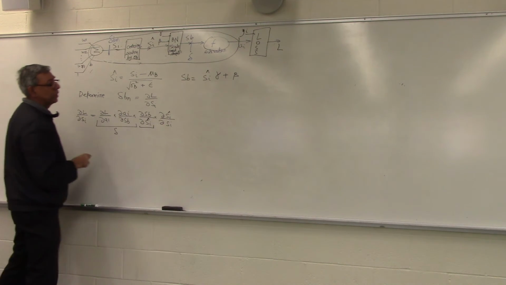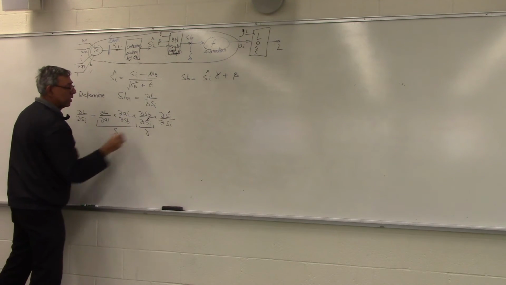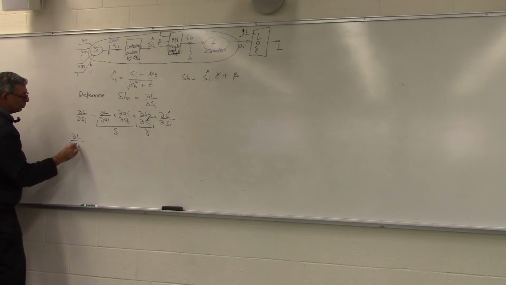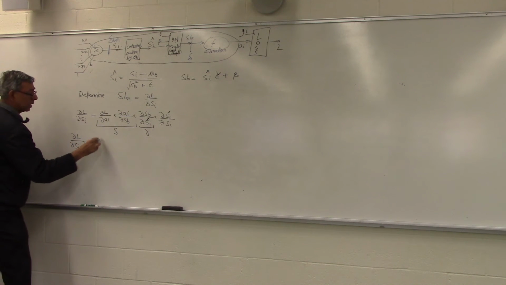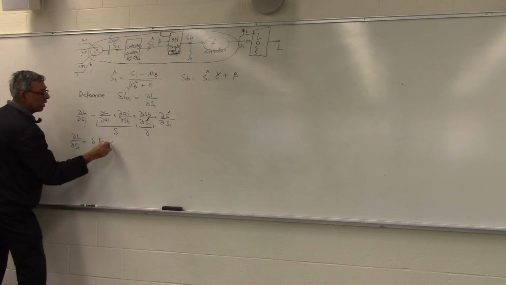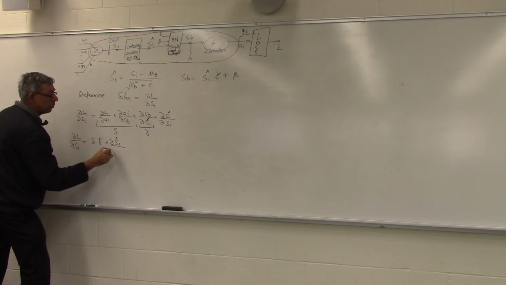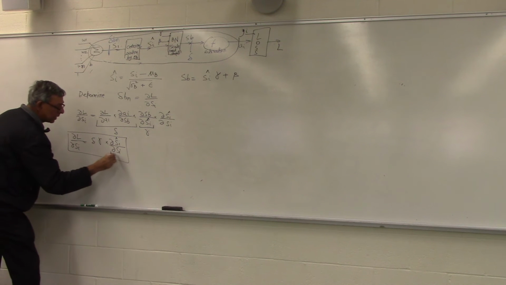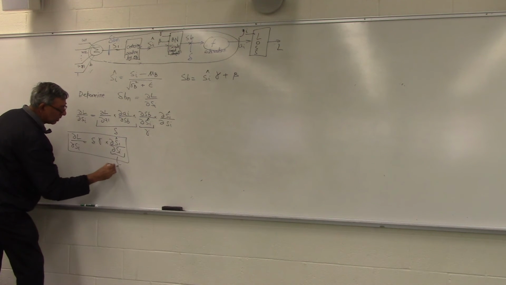Okay, let's go to partial SB over partial SI hat. Take a look at this equation: gamma times SI hat. So now partial L over partial SI hat will be delta times gamma. Then we need the partial SI hat over partial SI. So now this is the hard part, which we still need to compute.